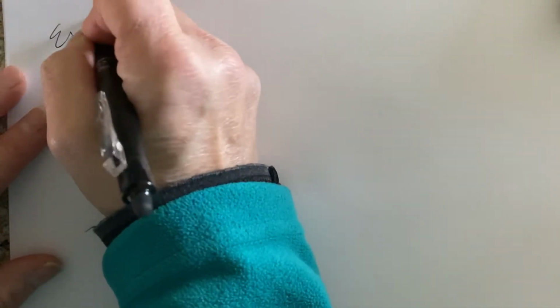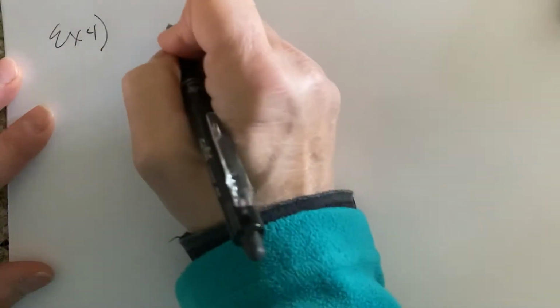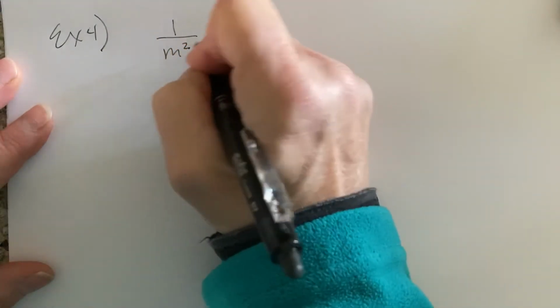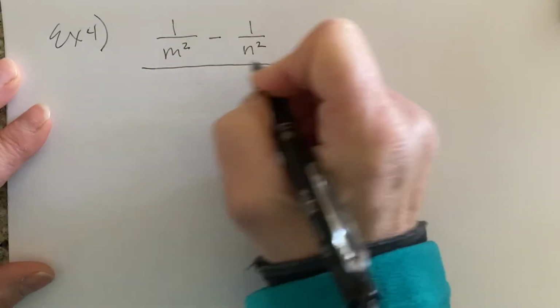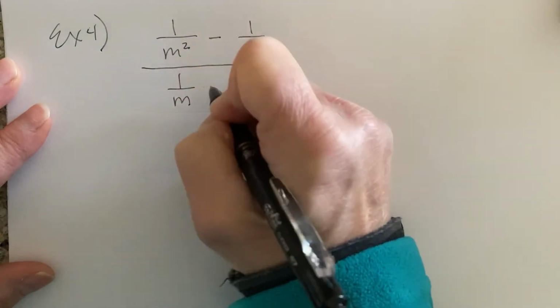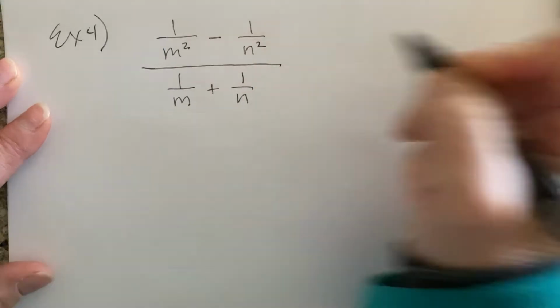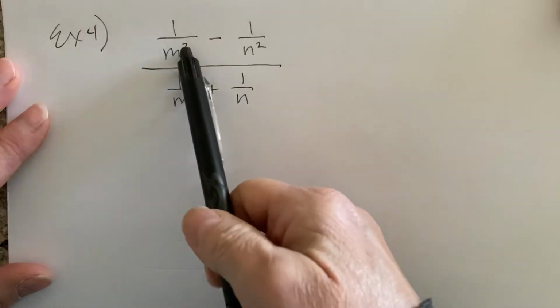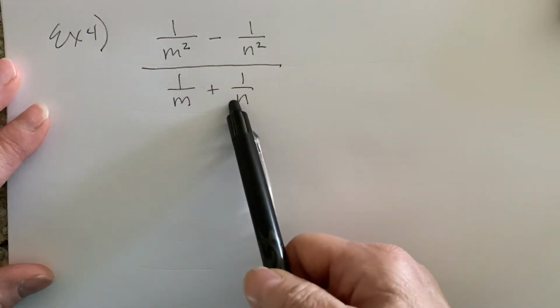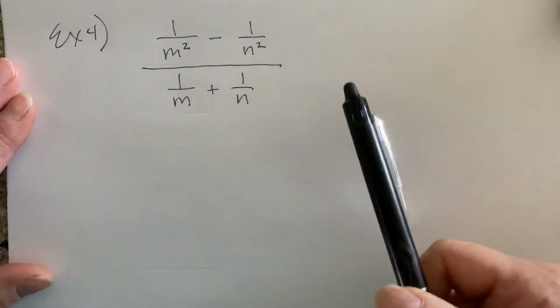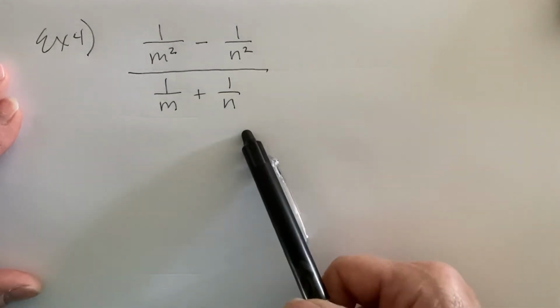This is example 4. 1 over m squared minus 1 over n squared, all over 1 over m plus 1 over n. All right, now notice I have 2 terms in the numerator and also 2 terms in the denominator. So this one's going to use method 2.